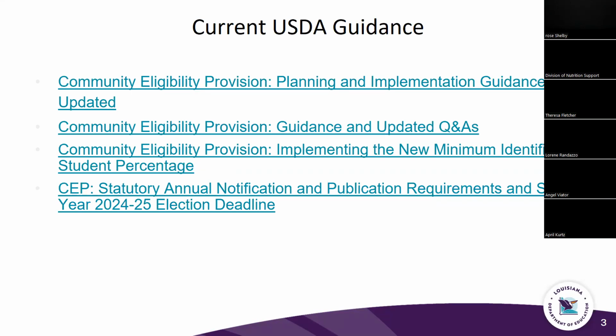The CEP implementing the new minimum identified student percentage was released in September of 2023. And the statutory annual notification and publication requirement in school year 2024-2025 election deadline was released in February. All of these are hyperlinked, and you'll be able to click through them whenever we post this PowerPoint on Louisiana Fit Kids.